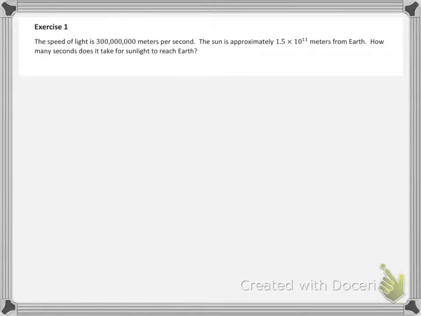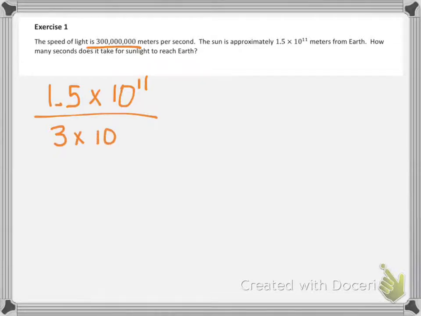Well, I'm going to start with the distance the sun is from the Earth. That's 1.5 times 10 to the 11th power. And then I'm going to divide that by the speed of light, which is this 3 million meters per second. But I want to write that as scientific notation. So it's 3 times 10 to the, well, I've got 3, 6, 8. So 3 times 10 to the 8th power.